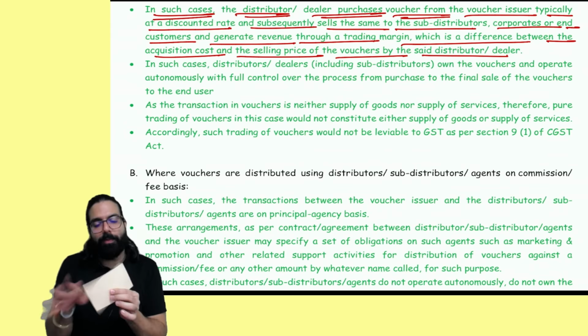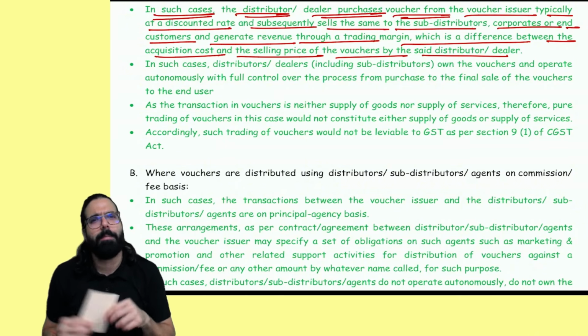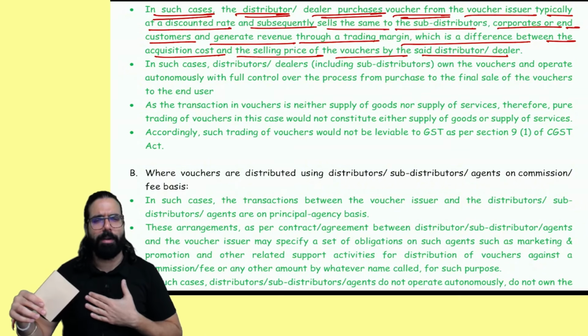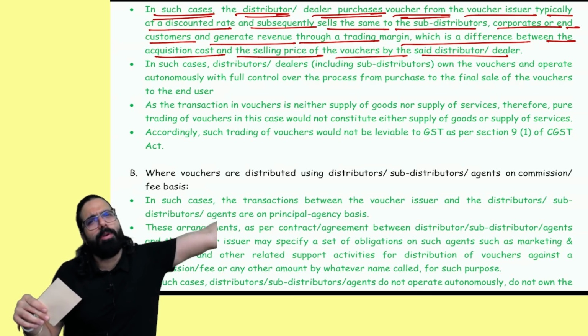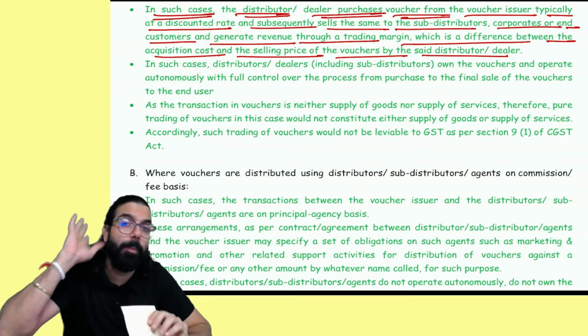What I do, I buy the voucher for 98, I sell the voucher for 99. Might be I buy it from Sodexo company, I'm a distributor and I give it to a sub-distributor, I sell it to companies, etc. I made 1 rupee margin over here.